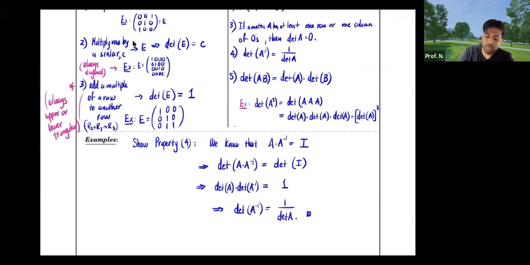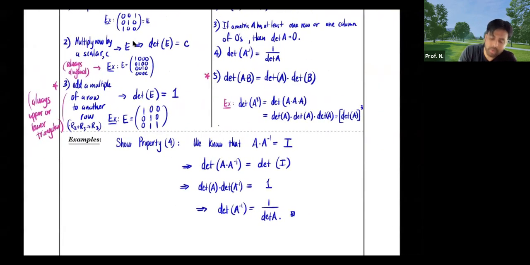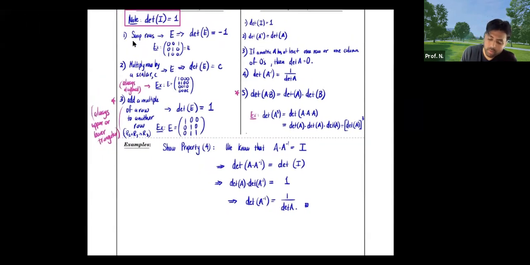So this property here is an extremely important one. The determinant of the product is equal to the product of their determinants. So that's a really nice property of determinants. Okay.